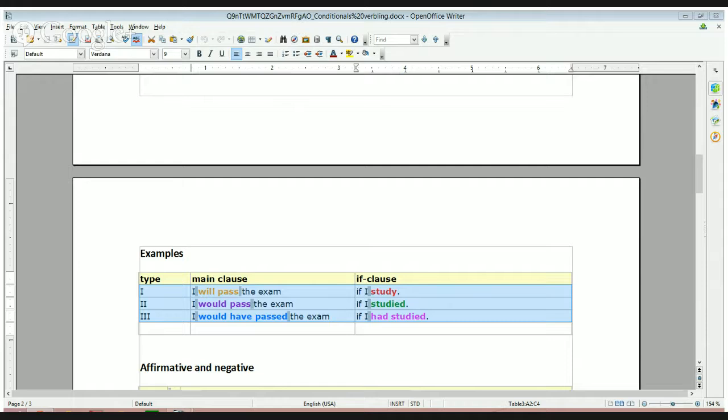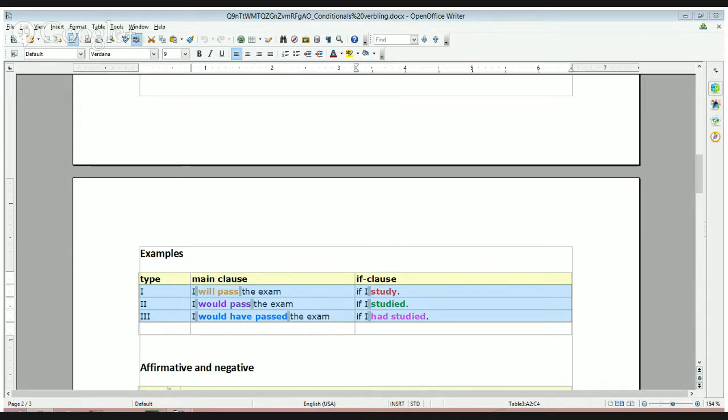No, don't worry. The example is I could pass the exam if I studied, and in theory, if I study now, I would pass the exam in the future, in theory. Awesome. So you just described number 2, right? Yes. Excellent. Perfect. Thank you very much, Laura.